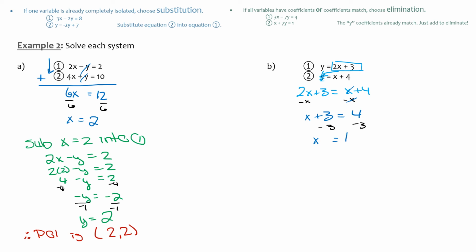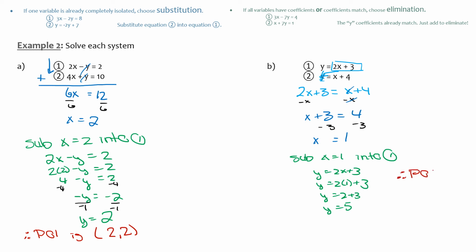Okay, x equals 1, now we have to find y. So I'm going to sub x equals 1 into equation 1. That gives me y equals 2x plus 3. But instead of the x, I'm going to put a 1. y equals 2 plus 3, y equals 5. So for this one, my POI, my point of intersection, is x is 1, y is 5.